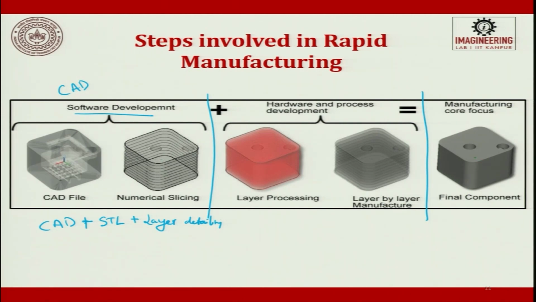Then after the CAD environment, the data is transferred to a rapid prototyping machine, and this is the hardware where the machine is. So, hardware and process development. The object is getting processed and developed layer by layer, and then you develop the final object. If cleaning is required, you clean or do post processing, and finally you take the component out. So, manufacturing is the core focus, and the final component can be made.